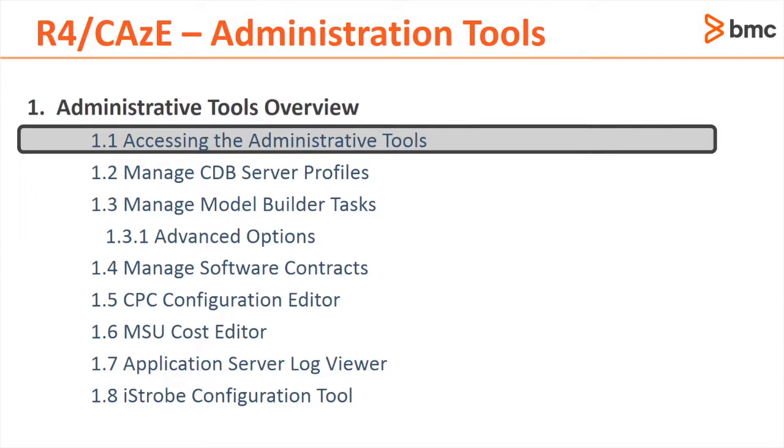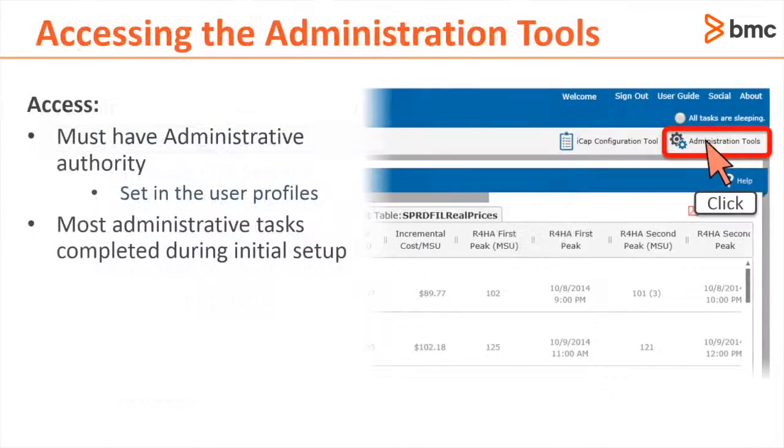The first section will cover how to access the administration tools. In order to have access to the administration tools, you will need to be a BMC Product Administrator. This designation will depend on your user group assignment. For more information on setting up a Product Administrator, please visit the BMC Cost Analyzer User Guide regarding how to set up user groups. A majority of administrative tasks are completed during the initial setup, but can be modified by an administrator at any time.